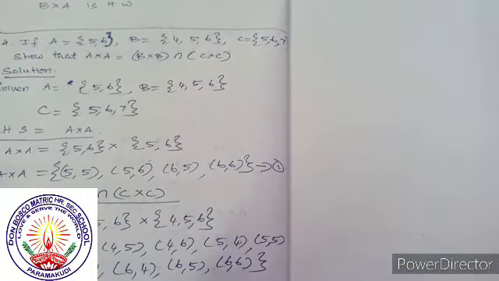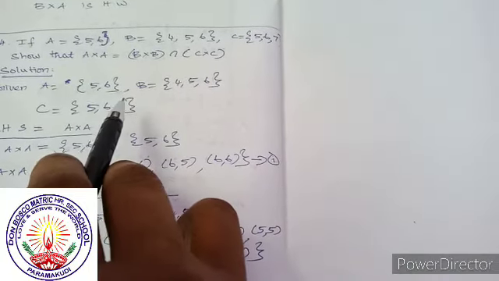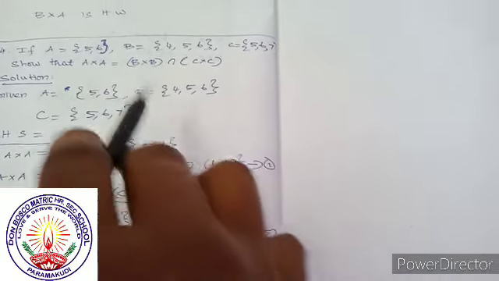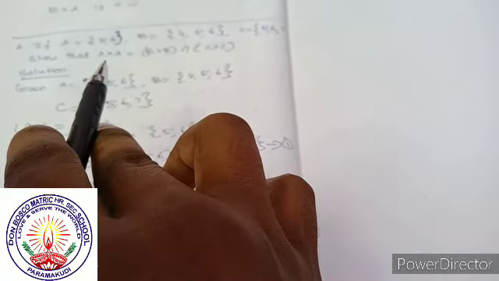So first one, write the given sets. A is equal to {5, 6} and B is equal to {4, 5, 6} and C is equal to {5, 6, 7}. Here all the sets are given in roster form, so we have directly written. So first we are going to prove left hand side equal to right hand side.